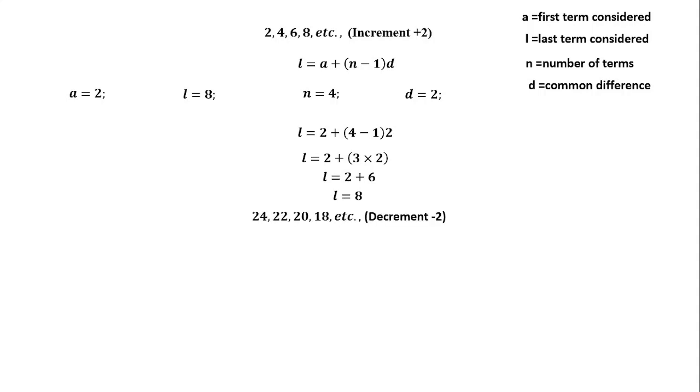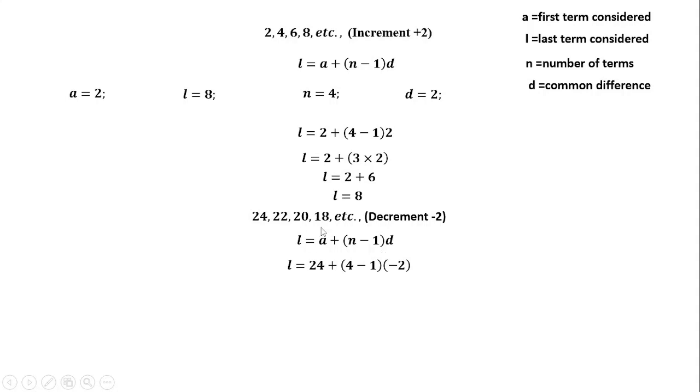Similarly, if I consider the decremental, that means 24, 22, 20, 18. Likewise, decremental available. Here also the interval between 24 and 22 is minus 2, and then 22 and 20 is another minus 2, and 20 and 18 I got minus 2. So the uniform interval occurs, but the uniform interval has a decremental factor of minus 2. Here also we can utilize the same formula, which is L is equal to A plus (N minus 1) into D.